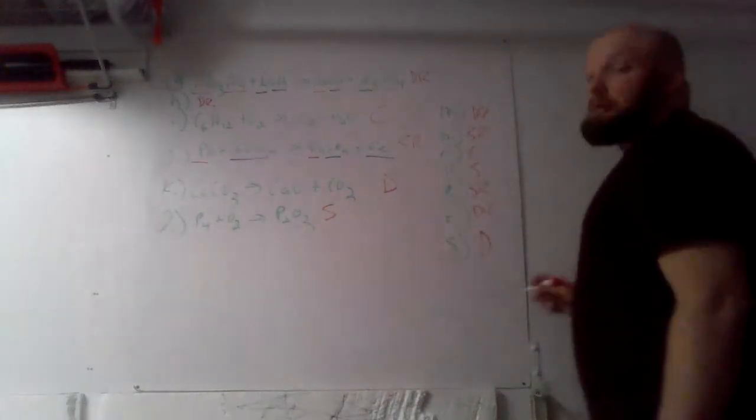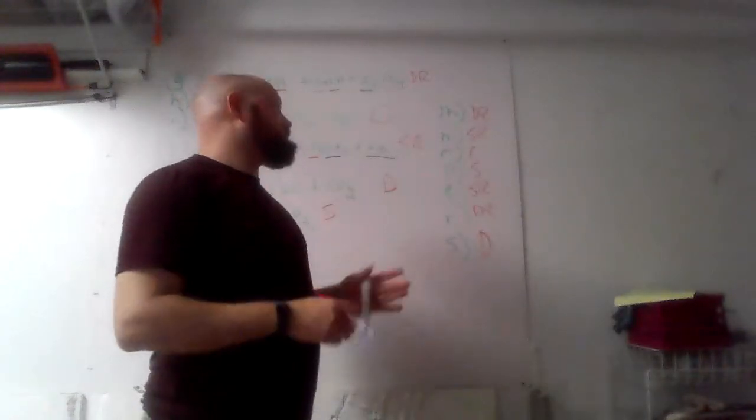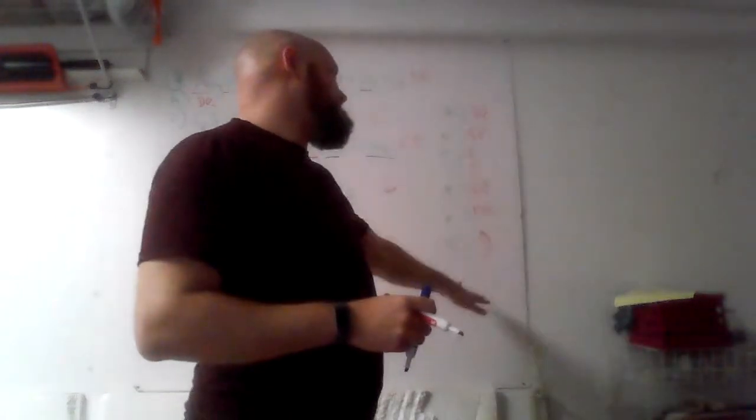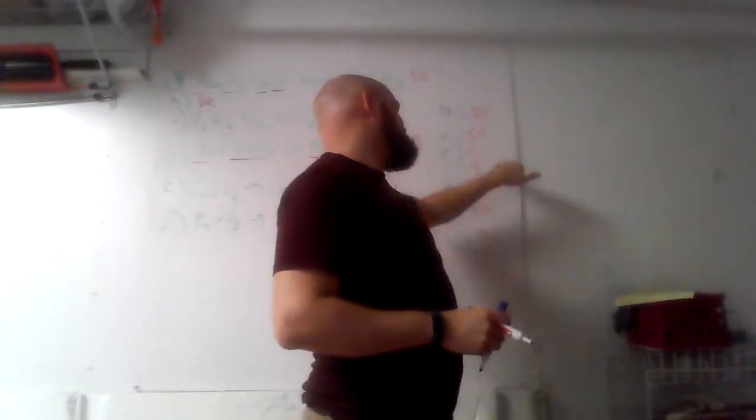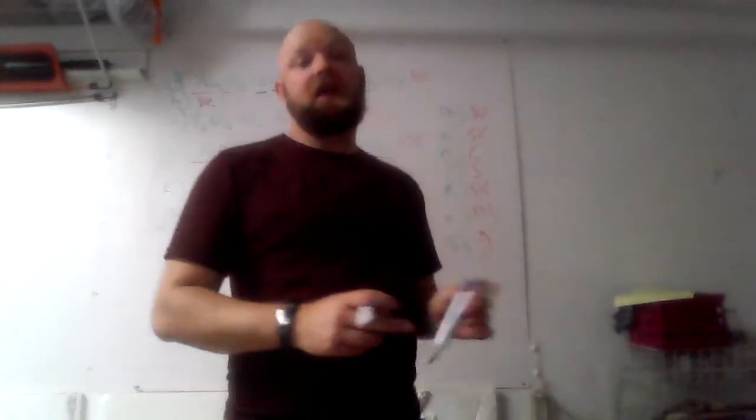Okay. When we have a quiz and stuff like this, it'll be all on the computer, but on a worksheet you can always abbreviate it as DR for double replacement, SR for single replacement, C for combustion, S for synthesis, D for decomposition. You don't have to, but that's up to you.